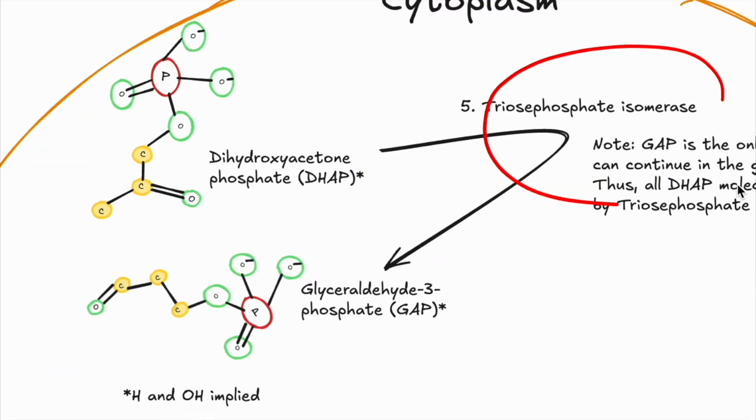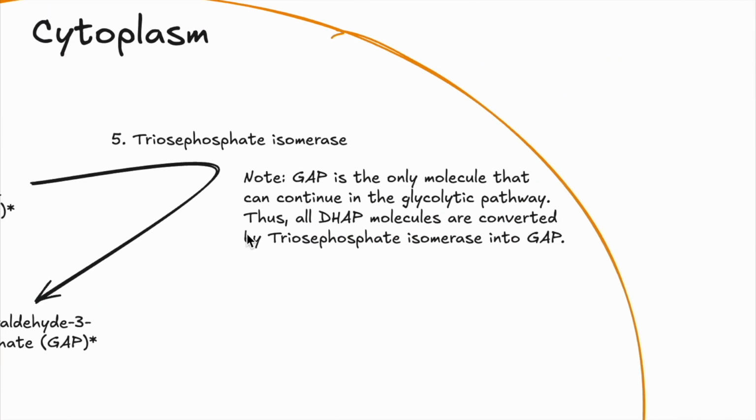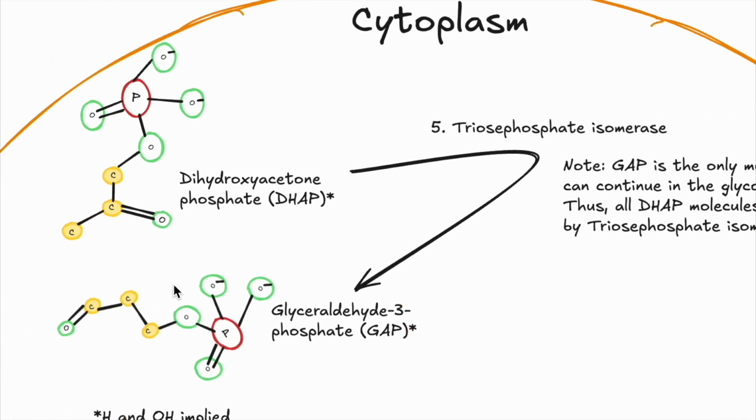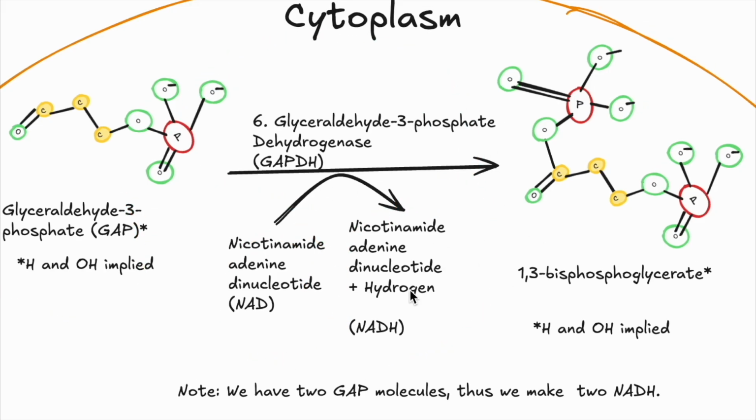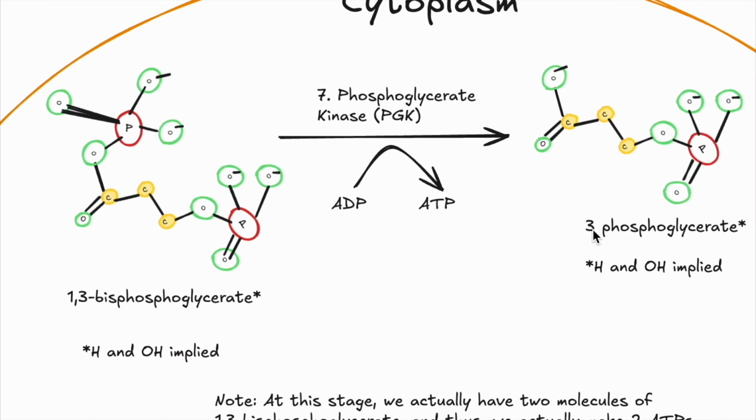Then you have DHAP converting to GAP using triose phosphate isomerase. So GAP is the only molecule that can continue in the glycolytic pathway, thus all DHAP molecules turn into GAP molecules by this triose phosphate isomerase. So now we have our GAP, which is going to be transformed using glyceraldehyde 3-phosphate dehydrogenase with nicotinamide adenine dinucleotide, NAD+, to create NADH plus hydrogen and 1,3-bisphosphoglycerate. And you'll see that there are now 2 phosphate groups on this 3-carbon chain. Note that we have 2 GAP molecules from the 1 glucose, so we end up making 2 NADH.